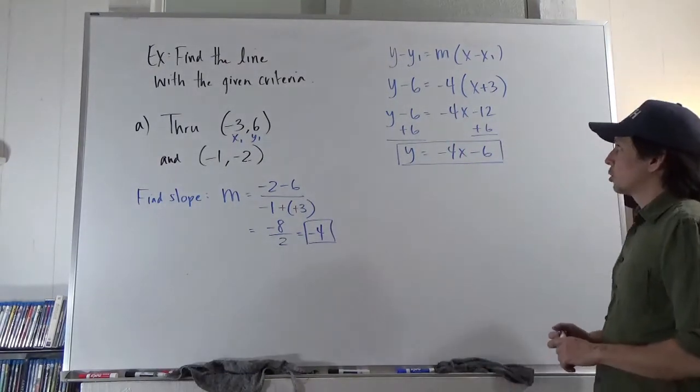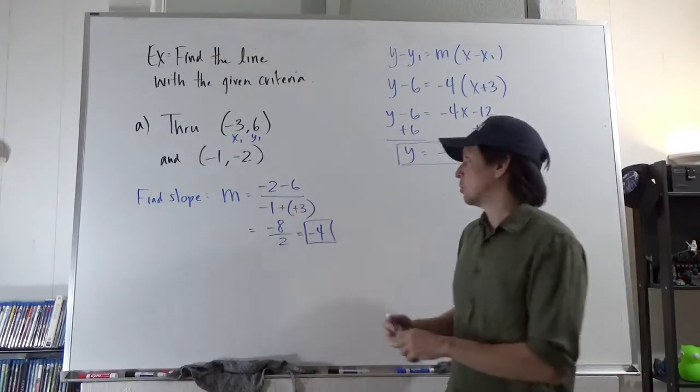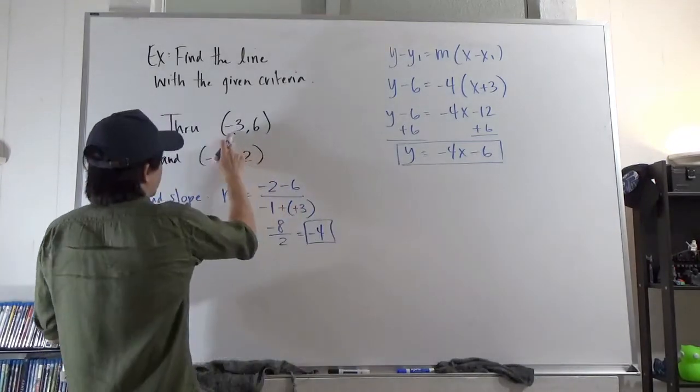Okay, I do want to address something here because I chose to go with the first point and the slope that we found. But what happens if you use the other point?